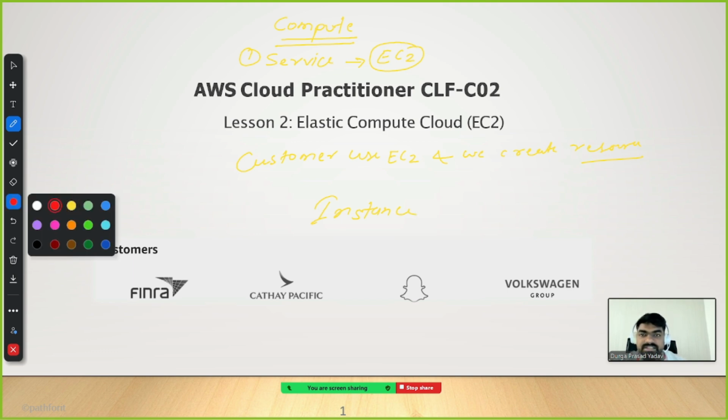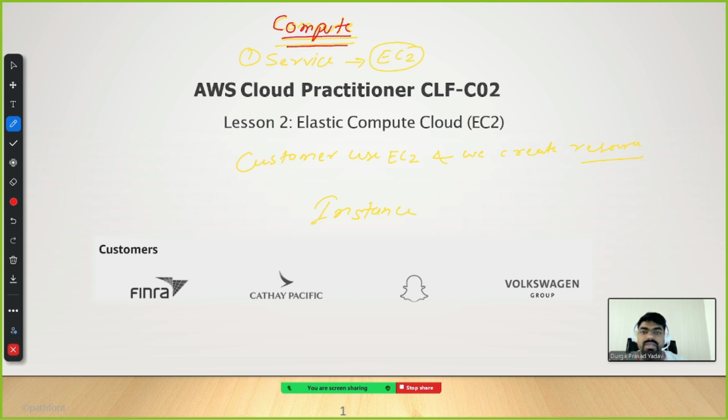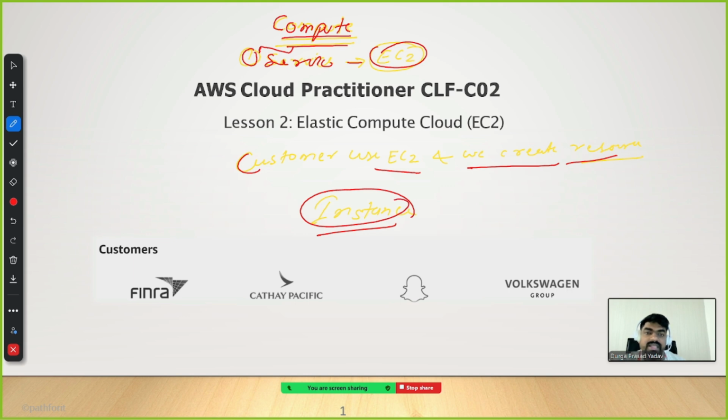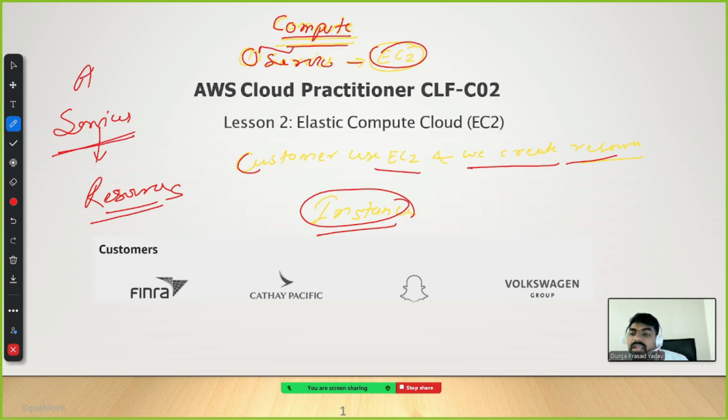Is it clear, guys? The first service category is compute, and under compute, the first service which we are going to see is EC2, Elastic Compute Cloud. We as a customer will use EC2, and whatever resource we create is an instance. By using the AWS services, we are creating resources. Remember, we should not get confused between services and resources. Services are what AWS provides, and by using the same service, what the customer creates is resources.